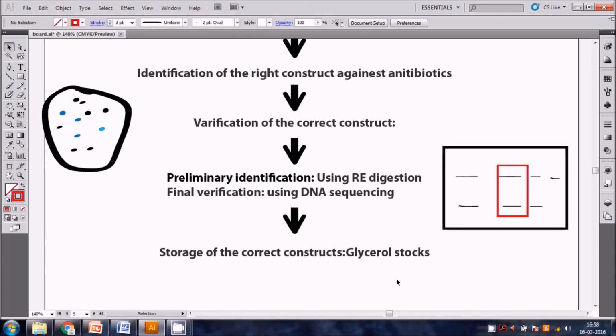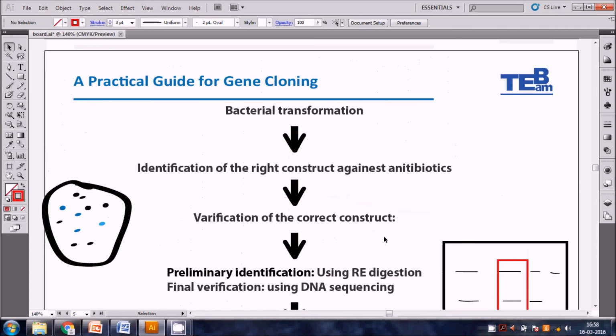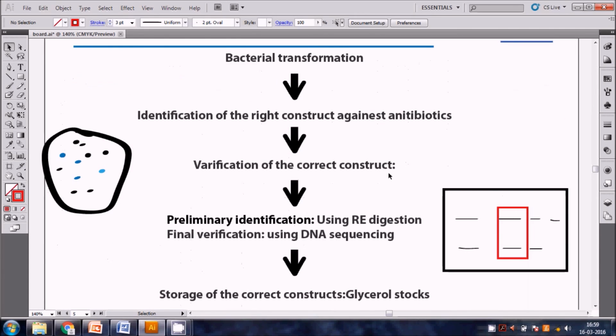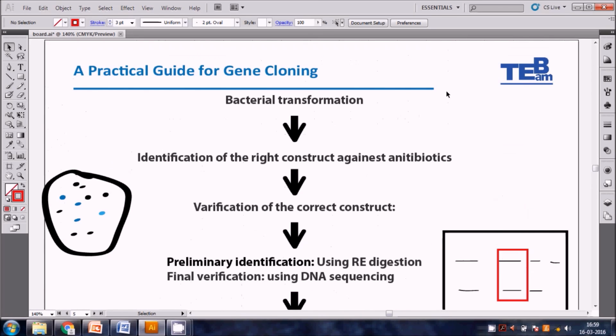So this is just a short, step-by-step guide for how cloning should work for any gene of interest, to clone in any vector based on restriction enzyme digestion cloning.